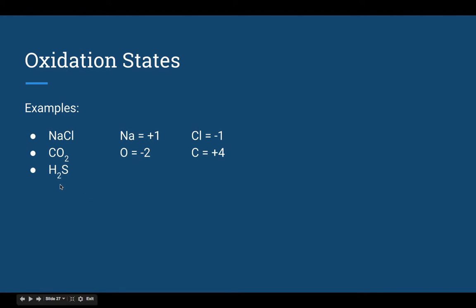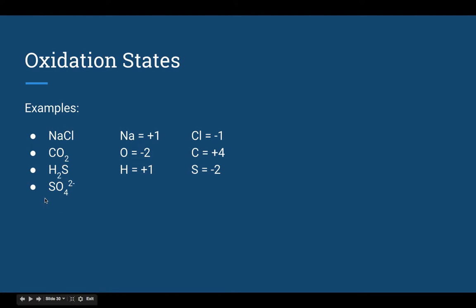H2S, here again are the rules we can invoke. We don't know about sulfur. That can have different oxidation states. But hydrogen is always +1 in a compound. So we know that. And if that's the case and we have 2 hydrogens, then sulfur has to be -2 in order to balance that out.